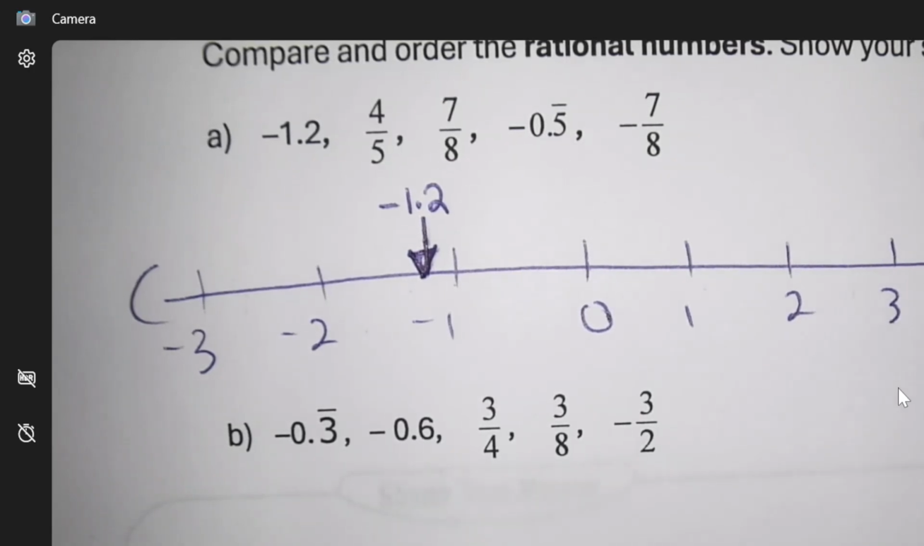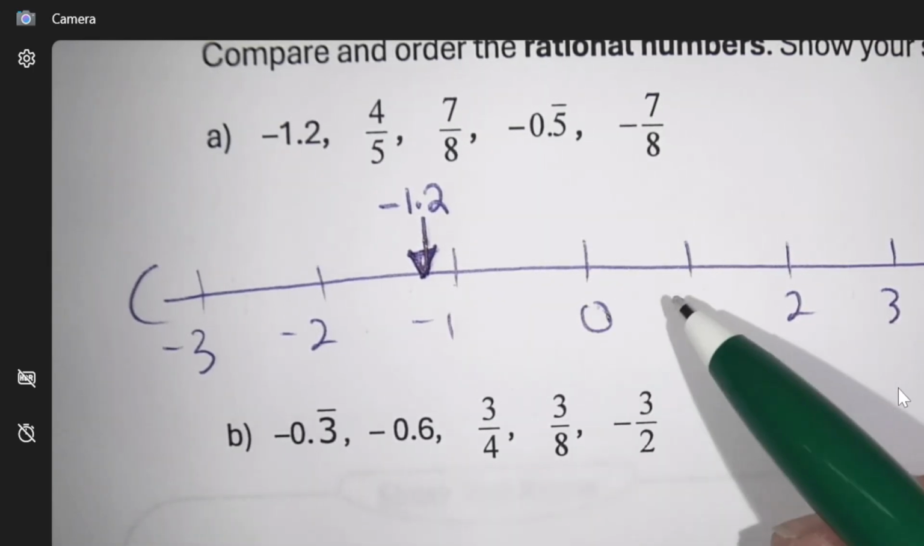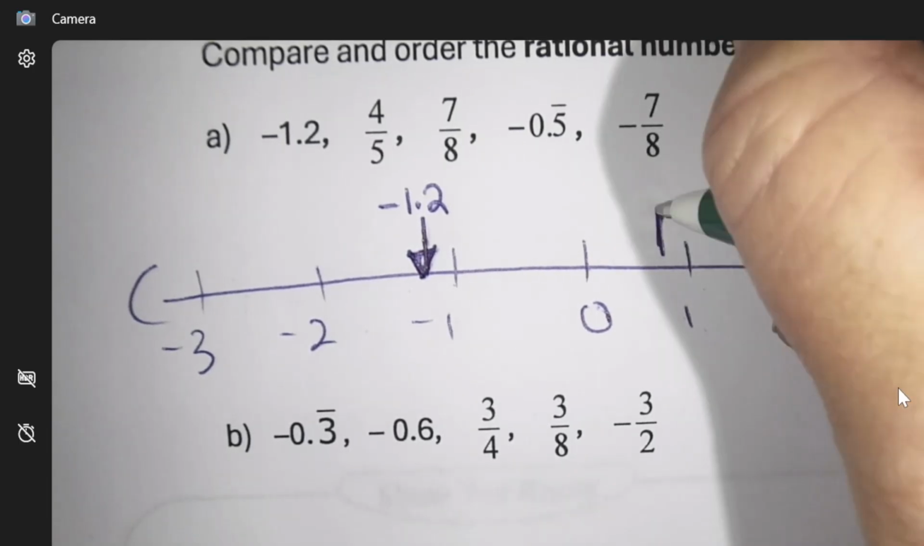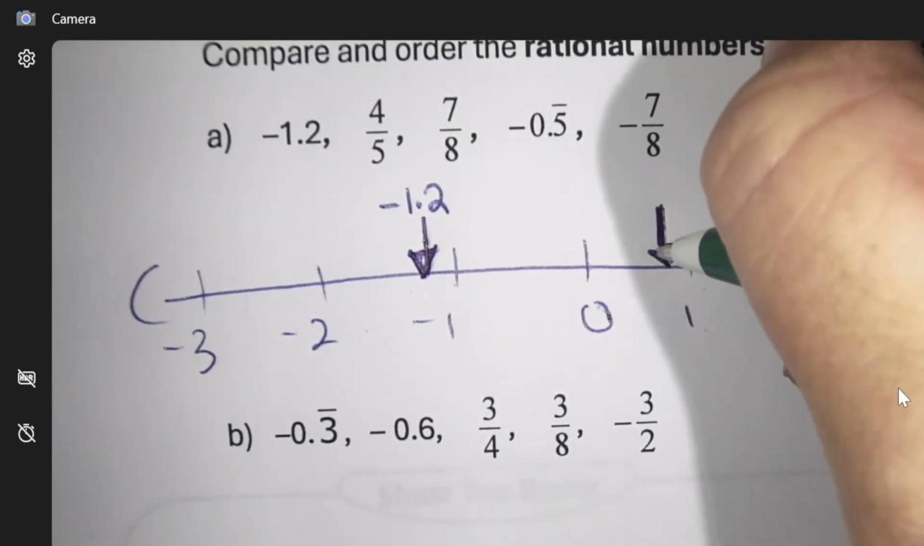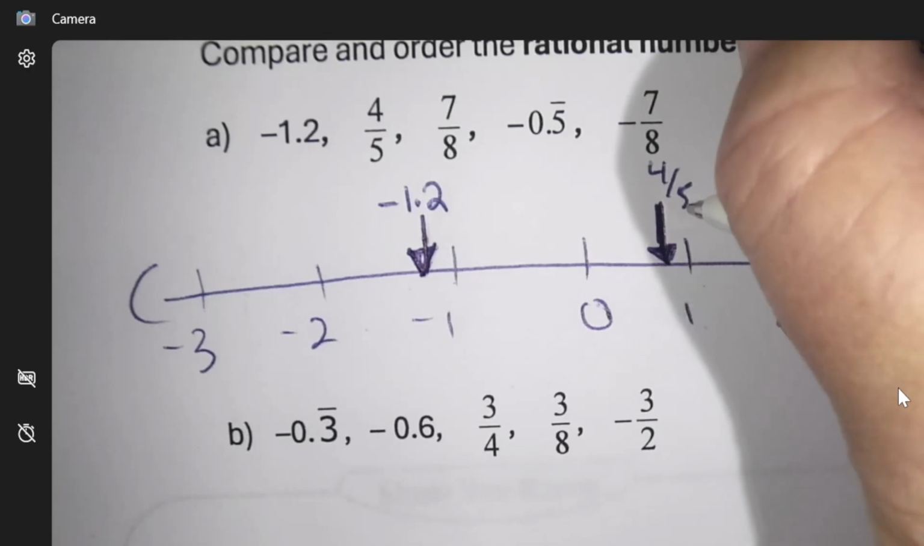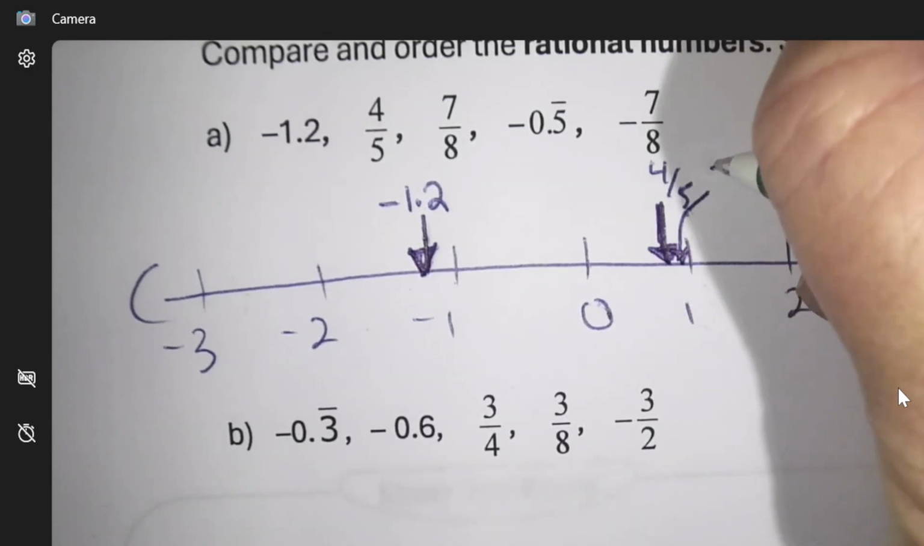Four-fifths. So 4/5 is between 0 and 1. Would you say it should be closer to 0 or 1? It's closer to 1. Seven-eighths. It's between 0 and 1. Which side of 4/5 would I be on? Would I be closer to 1 than it or not? What do you think? I think we're going to be closer to 1 yet. I didn't leave myself much room.